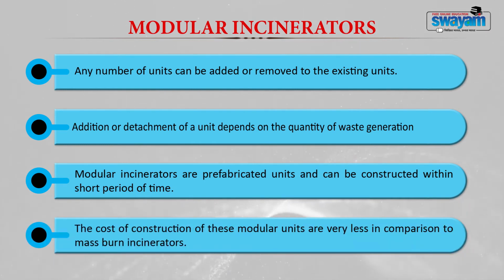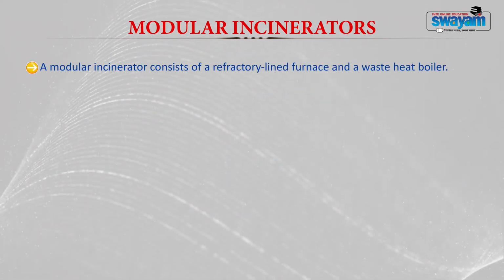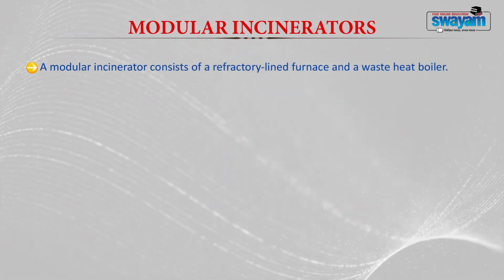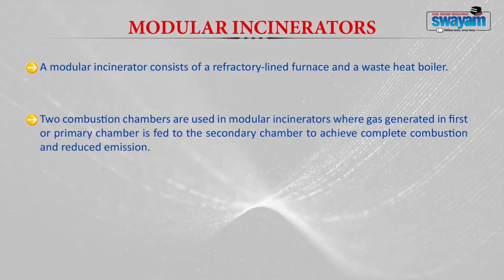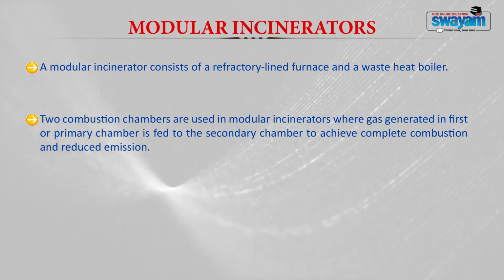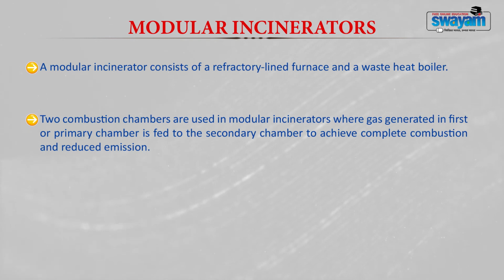The cost of construction of these modular units is very low when you compare it with the mass burn incinerators. Now, a modular incinerator again contains a refractory lined furnace and a waste heat boiler. Now, 2 combustion chambers are used in modular incinerators. If you remember, in mass incinerators, I told you the combustion occurs in one single chamber, unlike your modular incinerators where you use 2 combustion chambers.